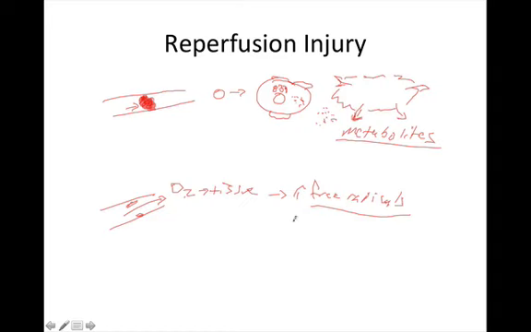Now, the problem here is that as we have a massive increase of these free radicals, they are going to cause further cellular damage. When we take a look at a cell, free radicals especially damage enzymes, DNA, and mitochondria.